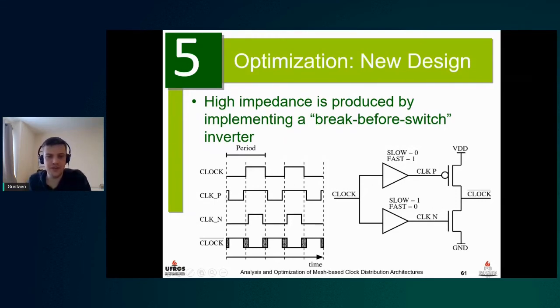The waveforms would look like this. If we look at the signal applied at the gate of the PMOS transistor, it would stay a longer time in 1 and a shorter time in 0, while the N transistor gate would have a longer time in 0 and a shorter time in 1. And in the output signal, we would then create this high impedance time.